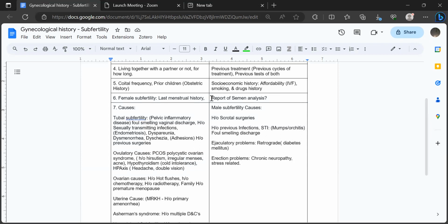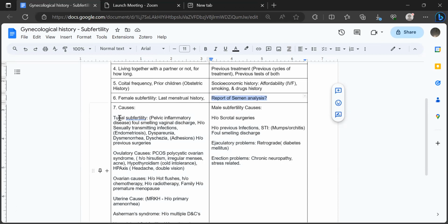First of all, you have to ask about the report of the semen analysis. This is a very important question to ask a couple who is suffering from subfertility. Reassure them that almost 92% of couples conceive within the first year, and of the remainder, almost 10% conceive in the second year.